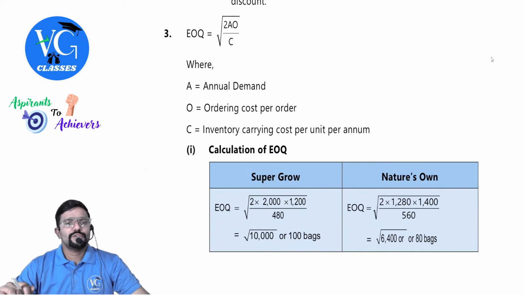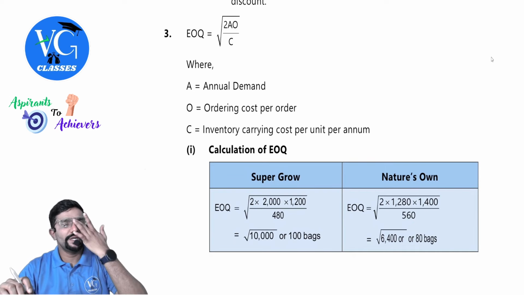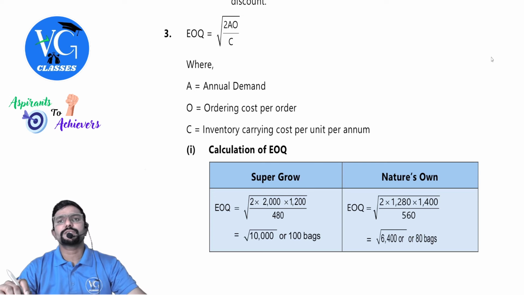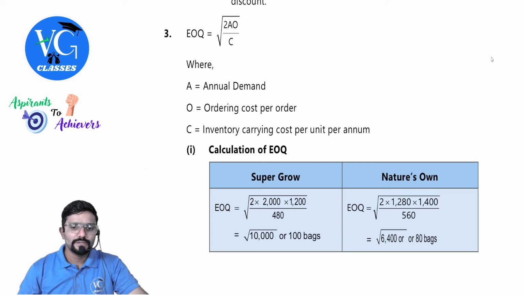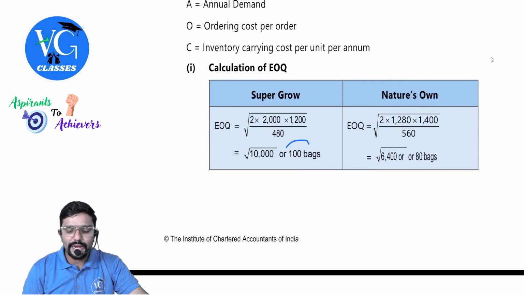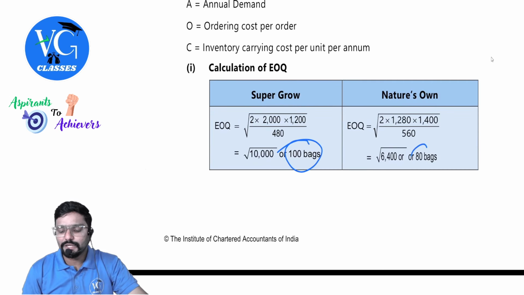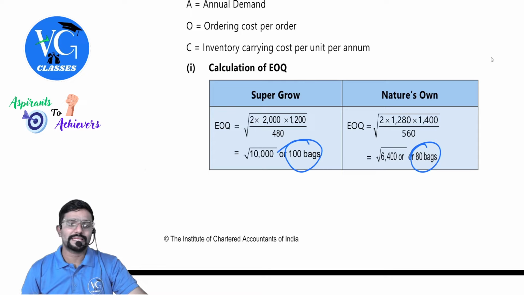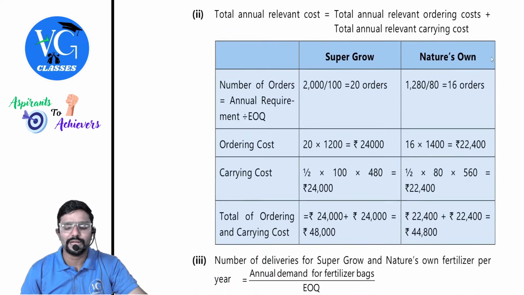Yeah, coming to the solution. EOQ equals the square root of 2 into annual demand into ordering cost per order divided by carrying cost per unit per annum, guys. So for Super Grow, it would be 100 bags, and for Nature One, it would be 80 bags. All the information is directly given in the question. You just need to translate it here in the formula.